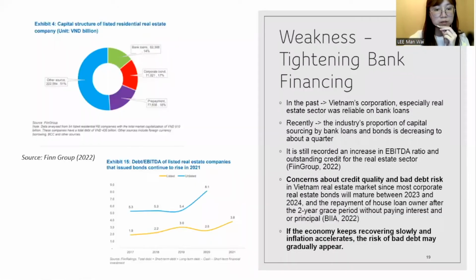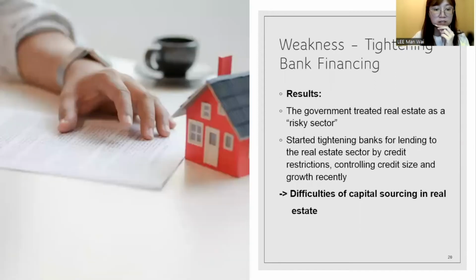Another weakness is the bank financing issue. Recently, the industry's proportion of capital sourced by bank loans and bonds is decreasing, but there is still an increase in the EBITDA ratio and outstanding credit for the real estate sector. There are also concerns about credit quality and bad debt risk in the Vietnam real estate market, since most corporate real estate bonds will mature next year, and the repayment of house loans falls due after a 2-year grace period. If the economy keeps recovering slowly and inflation accelerates, the risk of bad debt may gradually appear.